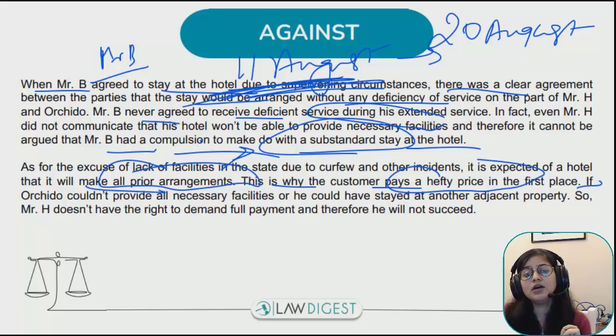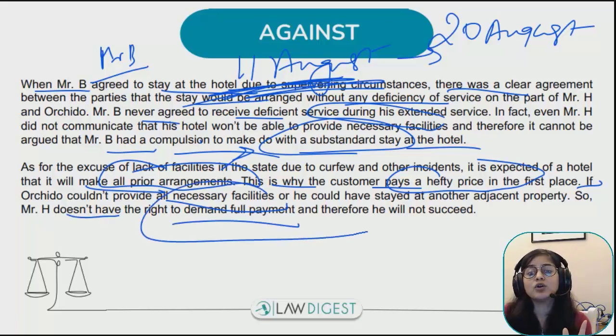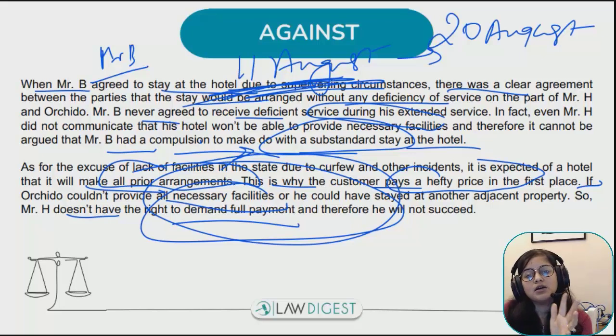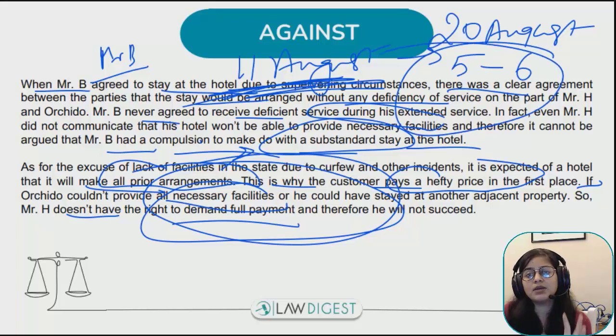Now here, if the hotel could not provide all those necessary facilities, then he could have stayed in an adjacent property, in some other property. So Mr. H does not have the right to demand full payment, and he will not succeed because these facilities were not there. Again, we have these points with us. If you can frame more points, we've given this from the point of view of a layman, a person with average intelligence. Five or six points you can frame easily for every case study. As I said earlier, you can add more points, they'll fetch you good marks.